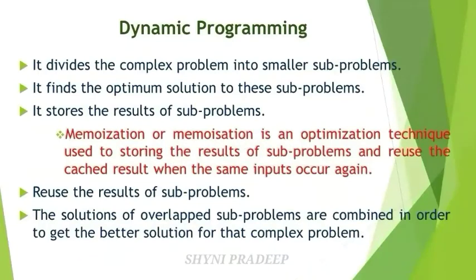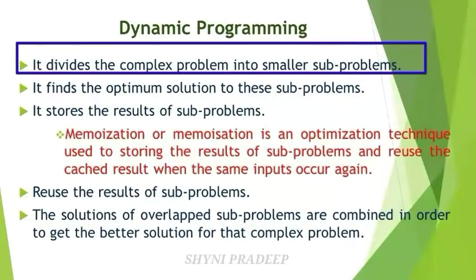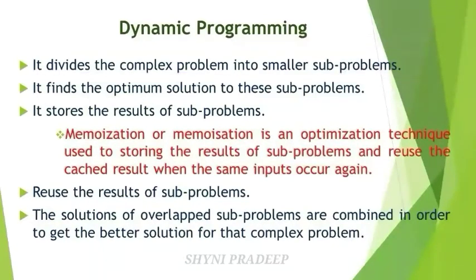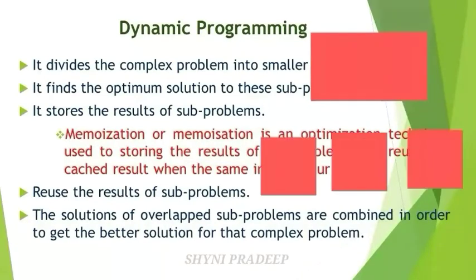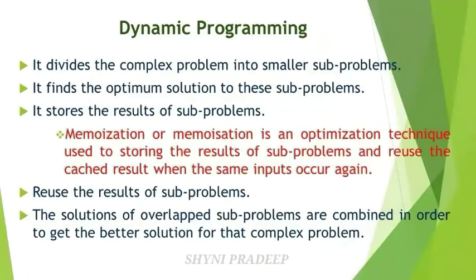So it is similar to divide and conquer algorithm. So let us see the steps one by one. Dynamic programming divides the complex problem into smaller subproblems. It breaks down the complex problem into smaller subproblems. Suppose a big problem is there. Whenever this problem is divided into smaller subproblems, then we can choose dynamic programming.